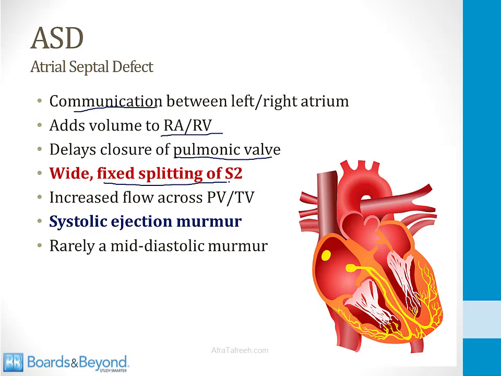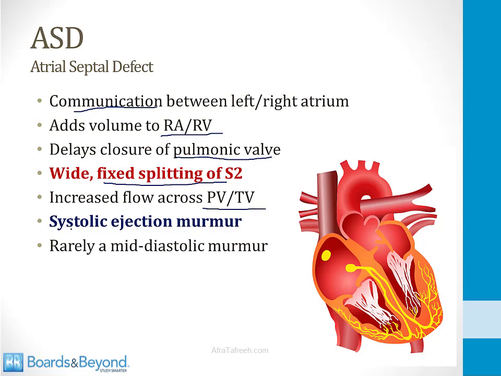The second heart sound is made up from the closure of the aortic and pulmonic valves, and because the closing of the pulmonic valve is delayed in the setting of an ASD, there will be a fixed split of the second heart sound. In addition, because of that extra blood flow on the right side of the heart, there's more blood flow across the pulmonic and tricuspid valves.